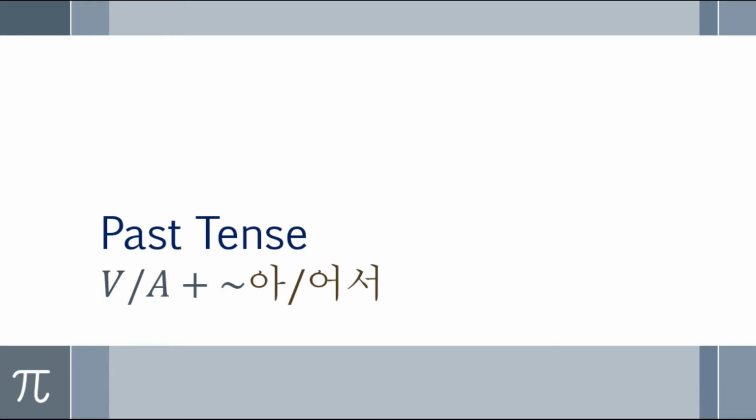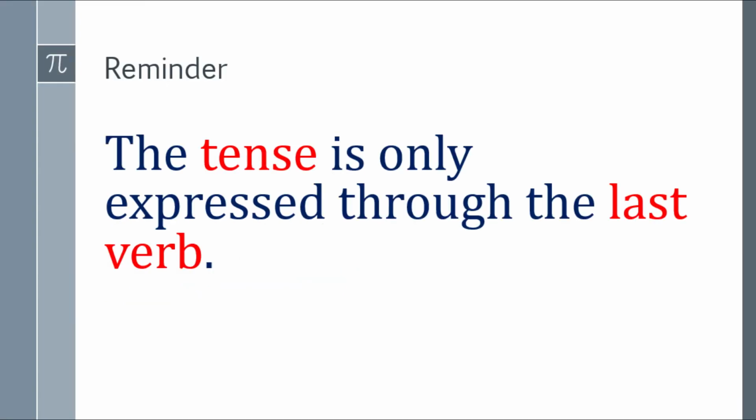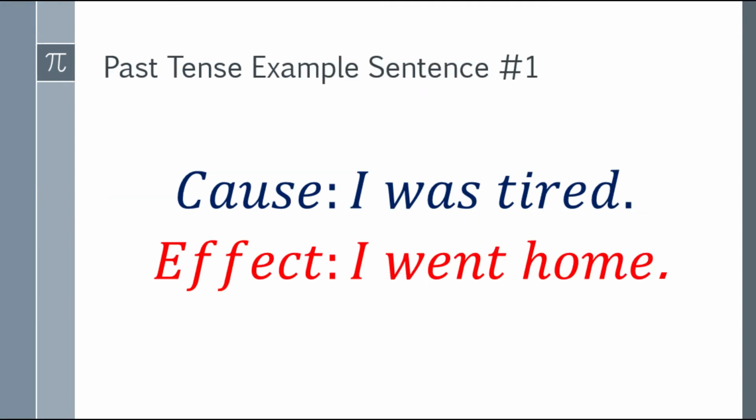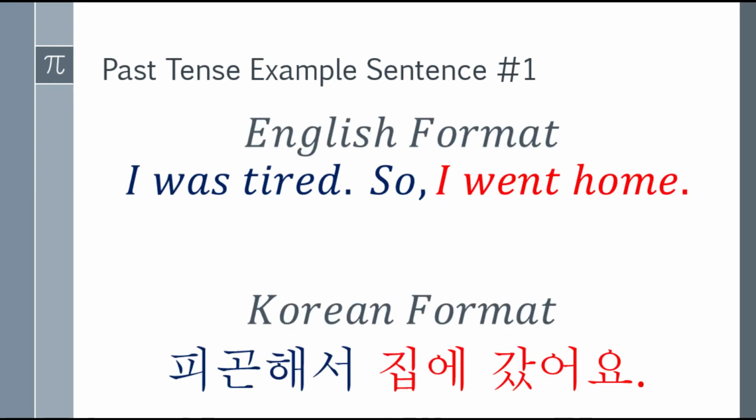Alright, so let's go to the past tense. A quick reminder that the tense is only expressed through the last verb. So let's have some examples. For number 1, the cause is I was tired. The effect is I went home. So in English format, that will be I was tired, so I went home.